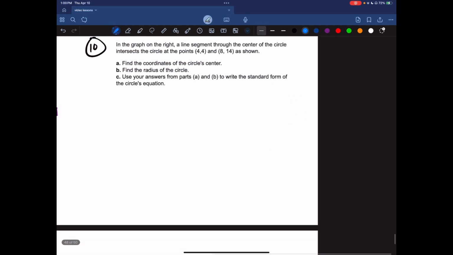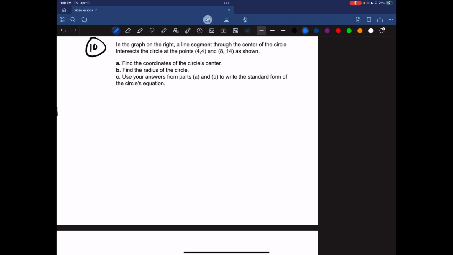Now, on number 10, this is not as bad as it sounds. You're just going to take everything that we've used in this lesson and bring it into one problem. As it says in the graph on the right, a line segment to the center of a circle intersects the circle at -4, 4. So picture this. You have a circle with a diameter. The diameter is this line that goes through the circle, but it goes through the center of the circle and it touches each side. All right. 4, 4, and 8, 14 are the points that define that diameter. So there's not a graph here, but you can picture that. 4, 4 is one side of the diameter, 8, 14 is the other side of the diameter.